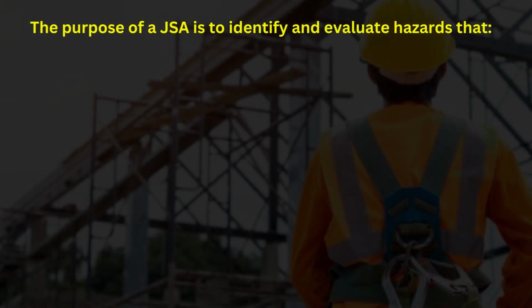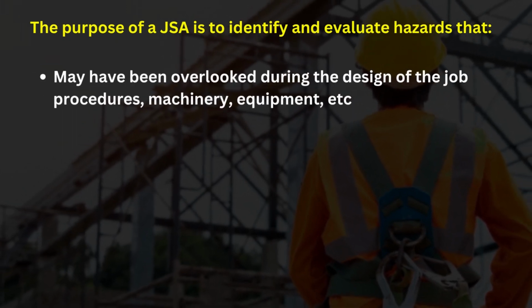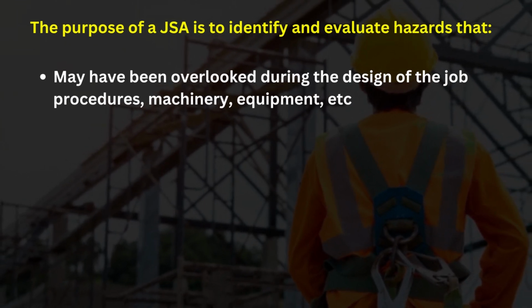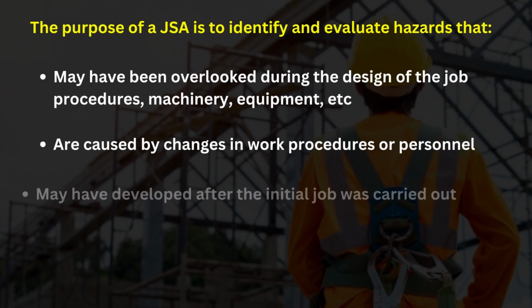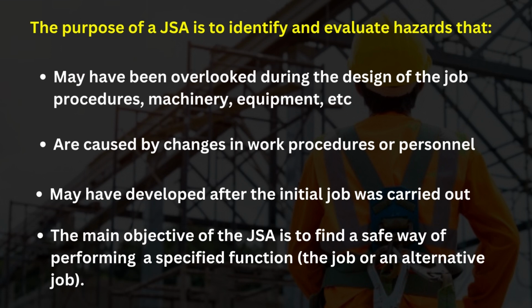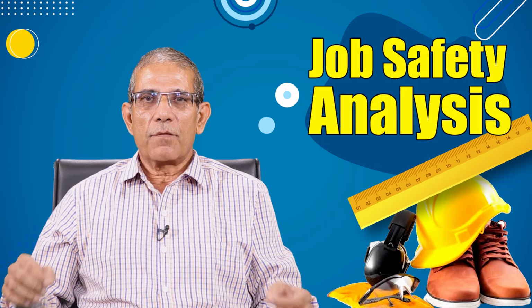The purpose of job safety analysis is to identify and evaluate hazards that may have been overlooked during the design of the job procedures, machinery, equipment, etc. and the hazards that are caused by changes in work procedure or personnel, and also the hazards that may have developed after the initial job was carried out. The main objective of JSA is to find a safe way of performing a specified function, the job or an alternative job. Job safety analysis benefits us in many ways.